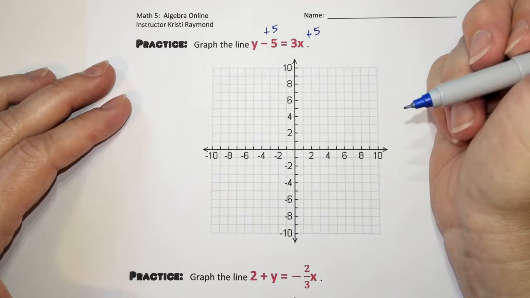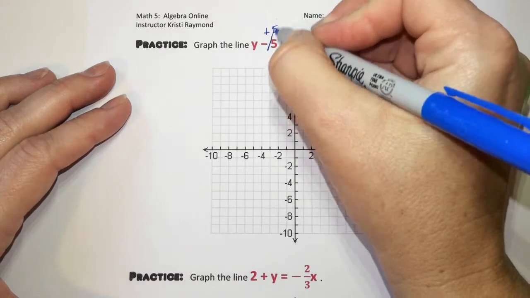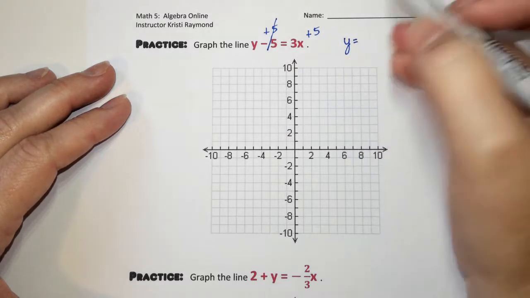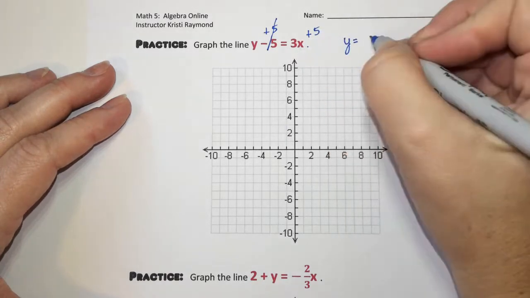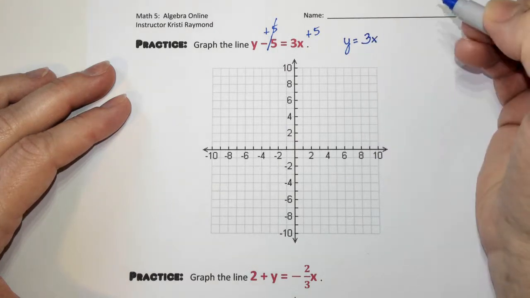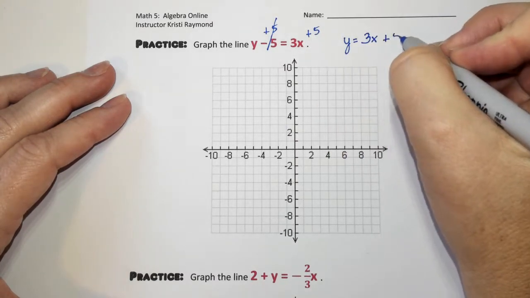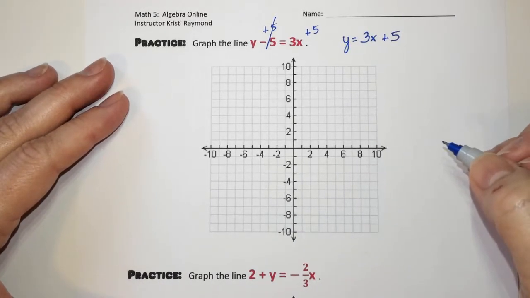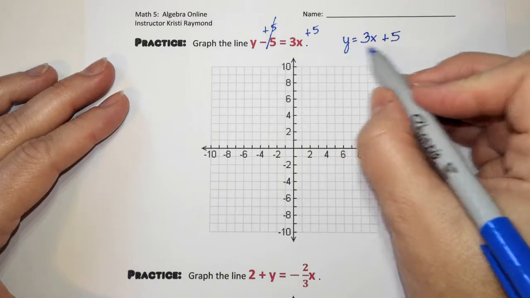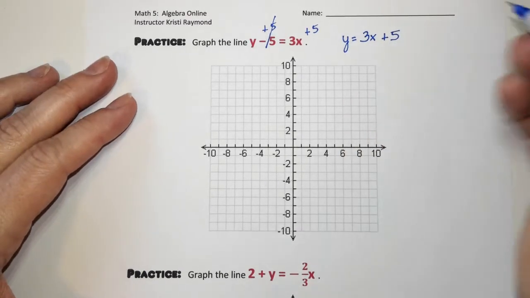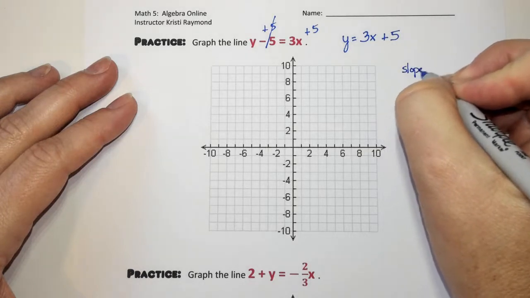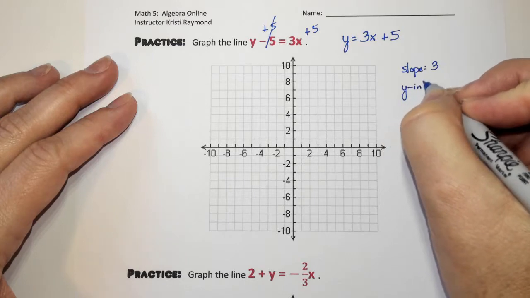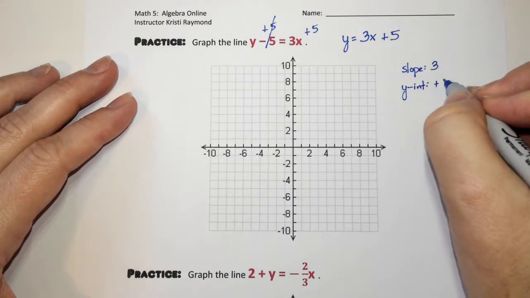That's allowed. Now my plus 5 and my negative 5 cancel out. On my left side, all I've got is y. On the right side of the equal sign, I have 3x, which never moved. Now I've got to add my plus 5. That's my equation for the line, y equals 3x plus 5, and it's in the form that I want to see it in now. Now the slope is right next to the x, which is 3. My y-intercept is over here at positive 5.